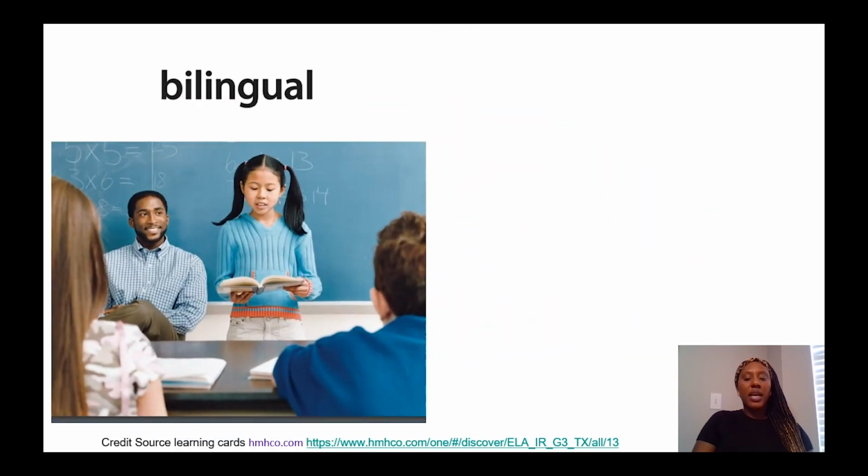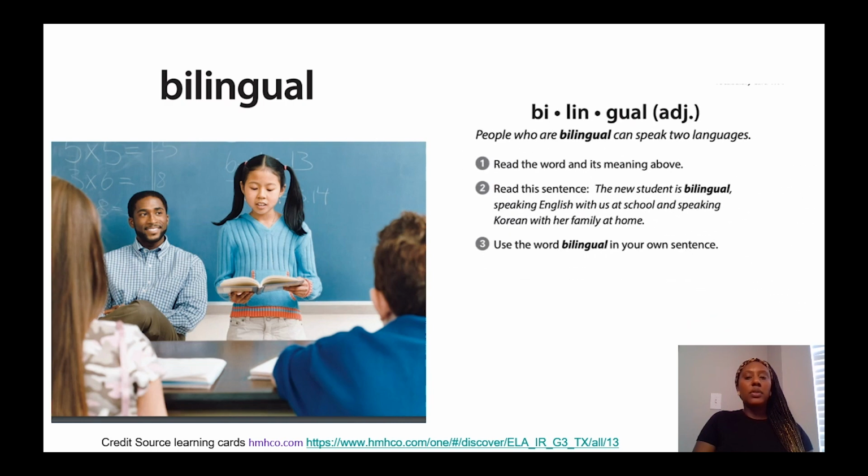And our last word, bilingual. People who are bilingual can speak two languages. The new student is bilingual, speaking English with us at school and speaking Korean with her family at home. So the student in this picture is bilingual because she can speak two languages, English and Korean.